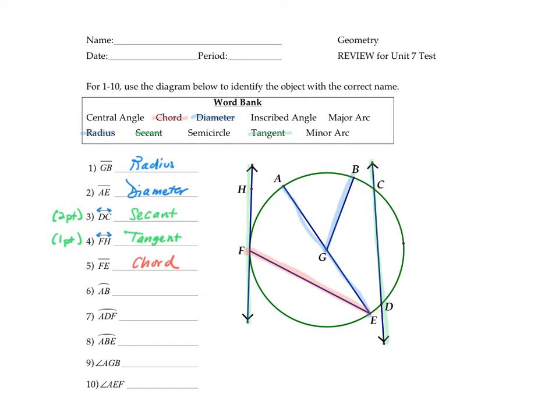All right, moving on to arcs next. In number 6, we have just 2 letters, AB. The name kind of gives it away with just 2 letters. That's a minor arc. So minor arc, named with 2 letters automatically.